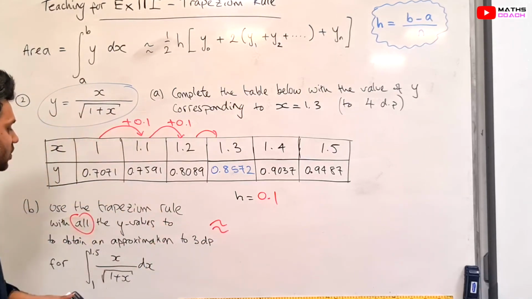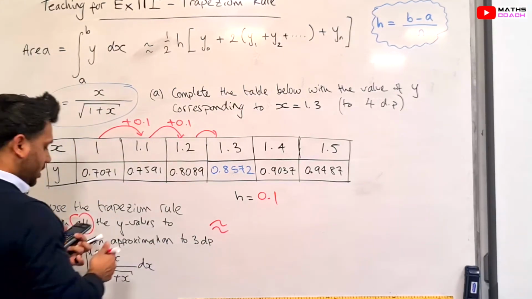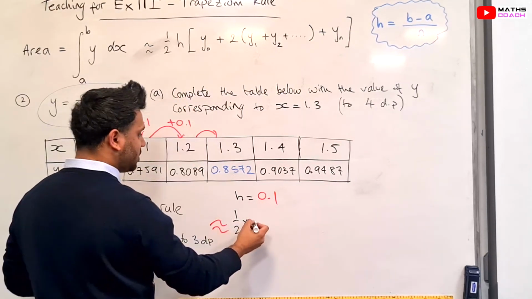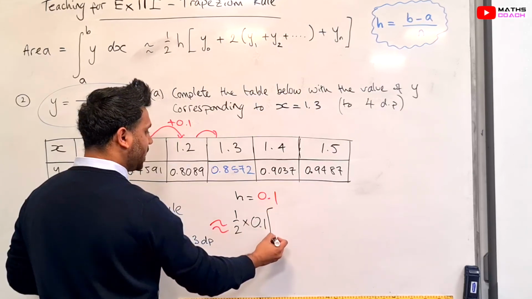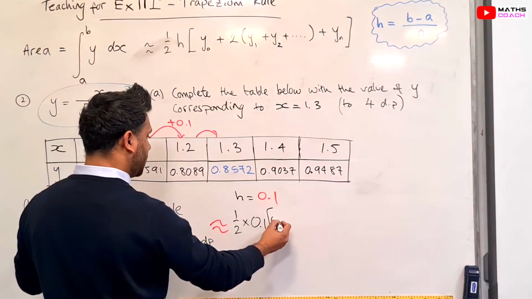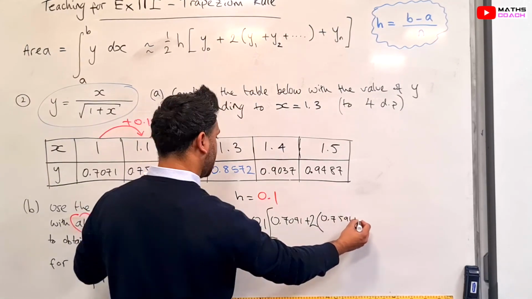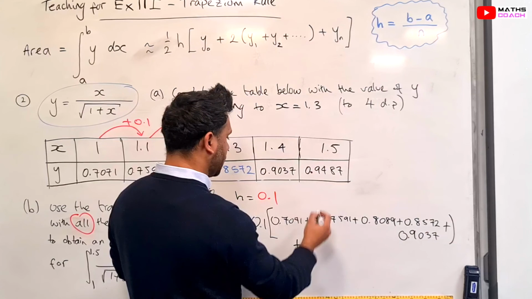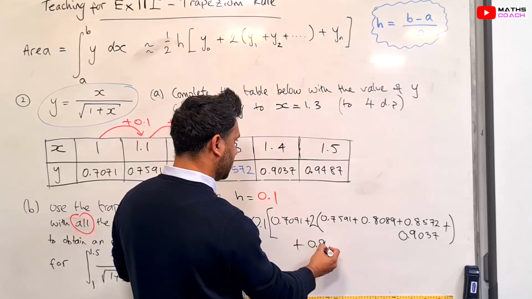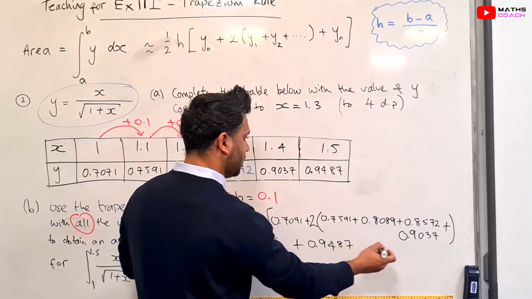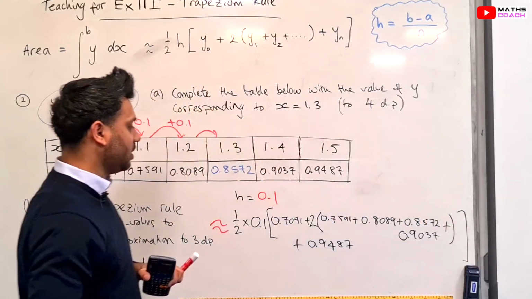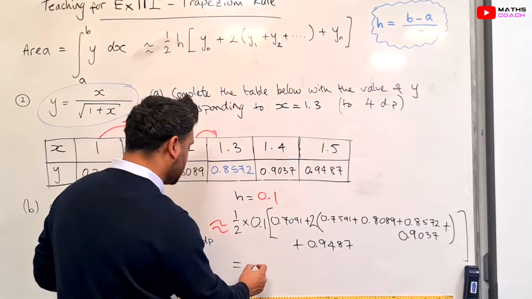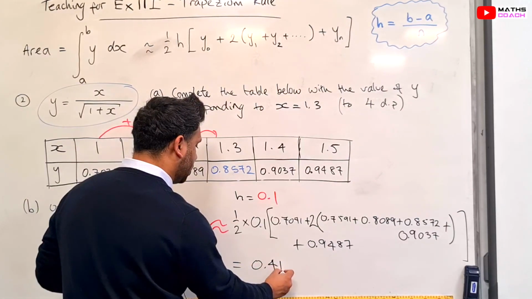So to work out an approximation for this answer here, we have to do half of the height, which is 0.1, open a bracket, and it's the first y value, so 0. Close your bracket, and plus on the last y value, which is 0.9487, and close off the bracket at the end. Okay, and the answer to three decimal places is equal to 0.416.